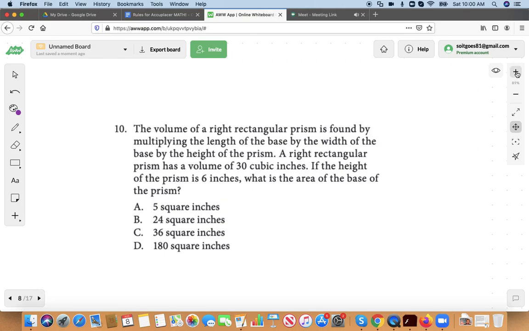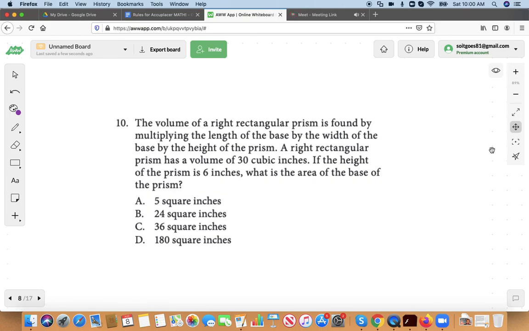Ooh, we've got a little geometry here. Go read number 10 for us, please, loud and proud. The volume of a right rectangular prism is found by multiplying the length of the base by the width of the base by the height of the prism. A right rectangular prism has a volume of 30 cubic inches. If the height of the prism is 6 inches, what is the area of the base of the prism?